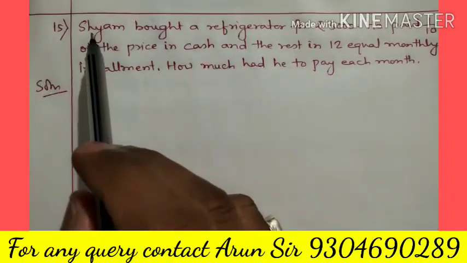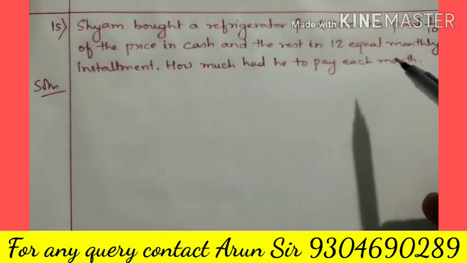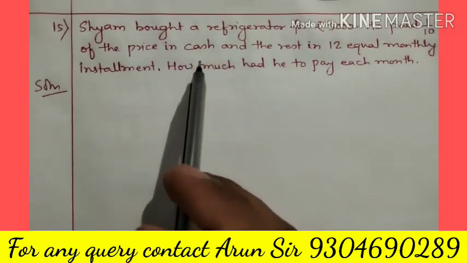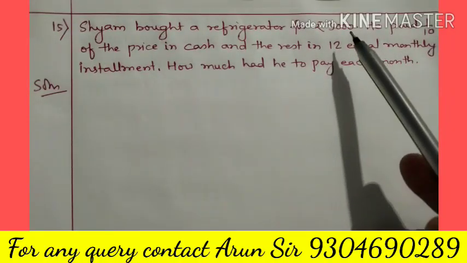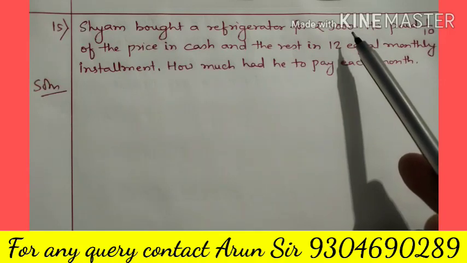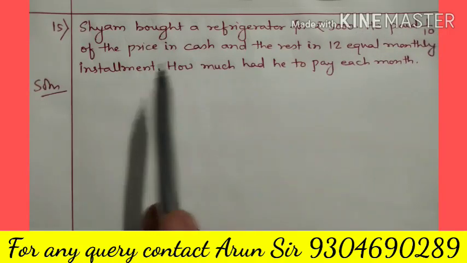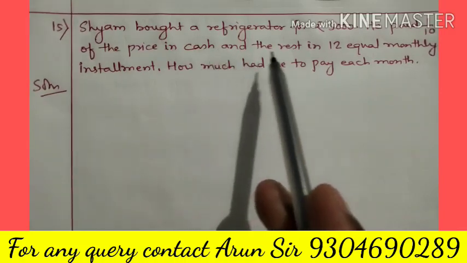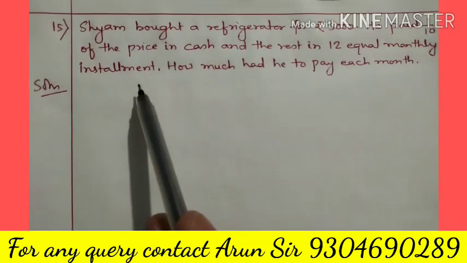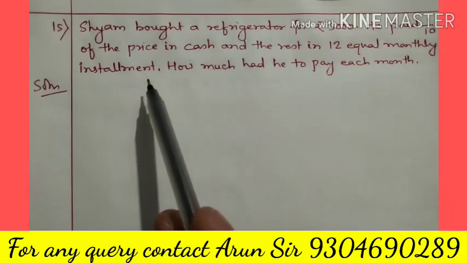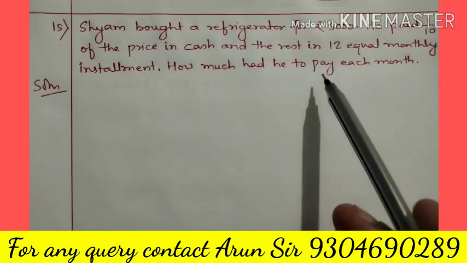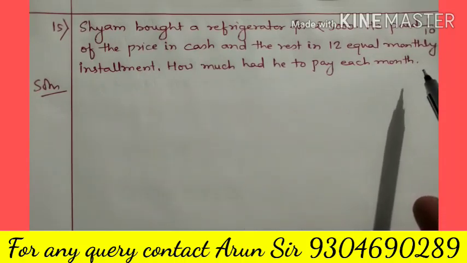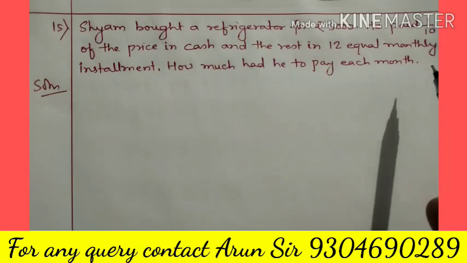Question number 15 is saying Syam bought a refrigerator for rupees 5000. He paid 1 by 10 of the price in cash. The price of refrigerator was 5000. Out of this 5000, he paid 1 by 10 part of this 5000 in cash, and whatever price is remained, he paid in 12 equal monthly installment. It means per month he was paying equal some amount to clear his debt. The question is asking how much had he to pay each month. How much amount he is going to pay each month.